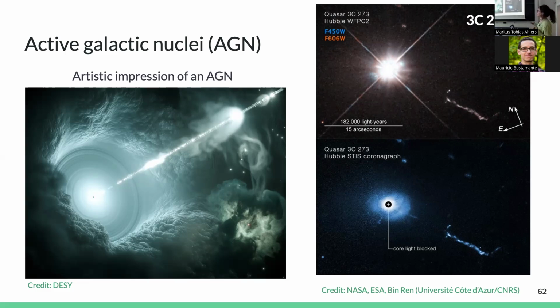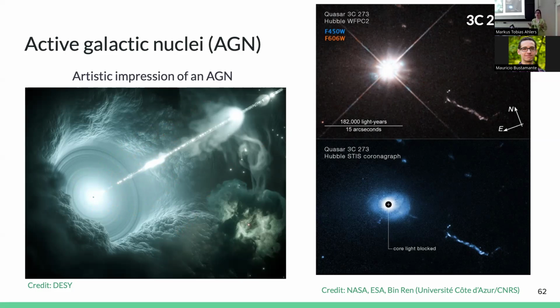The active galactic nuclei are regions in the centers of galaxies where there is a supermassive black hole which accretes plasma through an accretion disk that you can see here in this artistic impression. And it is also possible to have the launching of a relativistic, collimated, and magnetized plasma outflow. So this is what we call a jet.